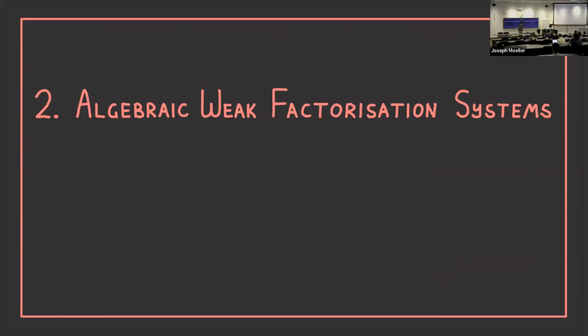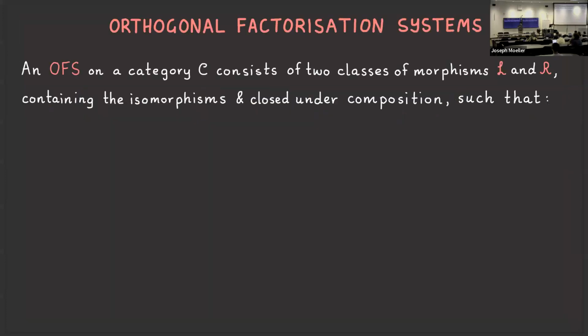So, algebraic weak factorisation systems. This is the main piece of technology that we want to use to solve our problems. I want to start with the more familiar notion, which is an orthogonal factorisation system. Most people will probably come across them at some stage in their category theory work.